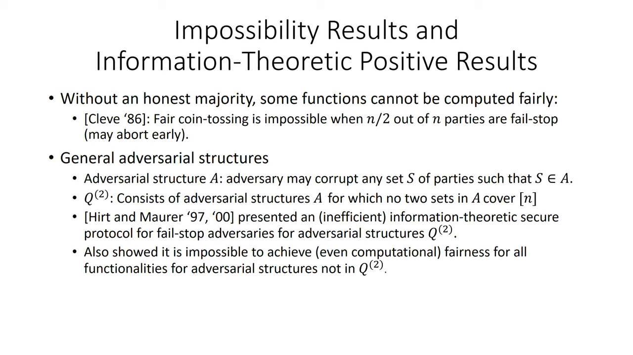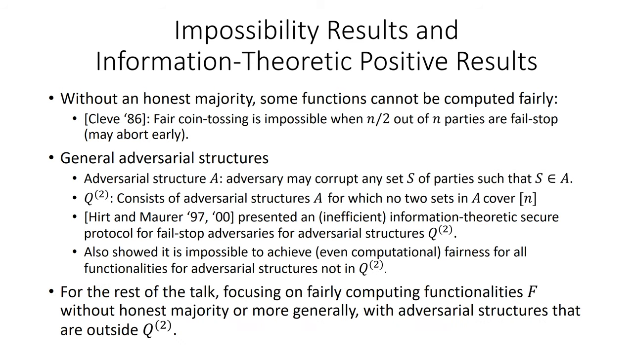Hirt and Maurer presented an inefficient information-theoretically secure protocol for fail-stop adversaries for all adversarial structures in Q2. On the flip side, they showed it is impossible to achieve even computational fairness for all functionalities for adversarial structures that are not contained in Q2. So Q2 is essentially the analog of honest majority for the case of general adversarial structures.